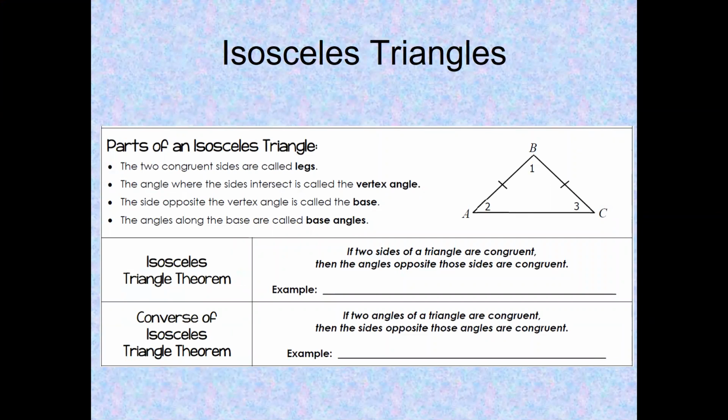There are specific things that happen when we have an isosceles triangle. So parts of your isosceles triangle, you have two congruent sides. Those are called your legs. The angle where your sides intersect is called the vertex angle.